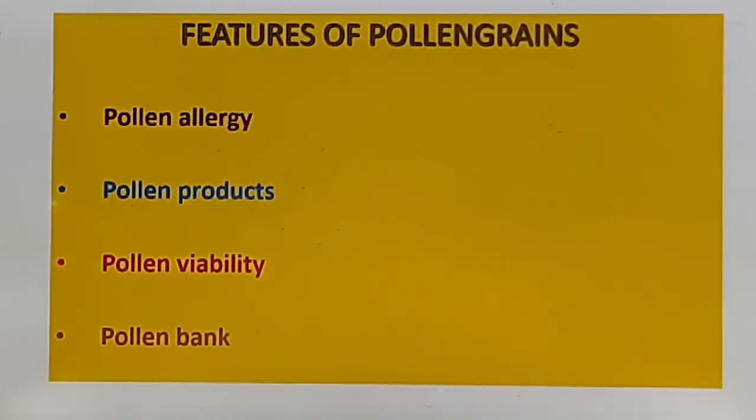The first feature of the pollen grains is pollen allergy. In some people, pollen grains of certain species cause severe allergic problems. These may lead to chronic respiratory disorders like asthma and bronchitis. An example of such pollen grain is the pollen grain of Parthenium or carrot grass.